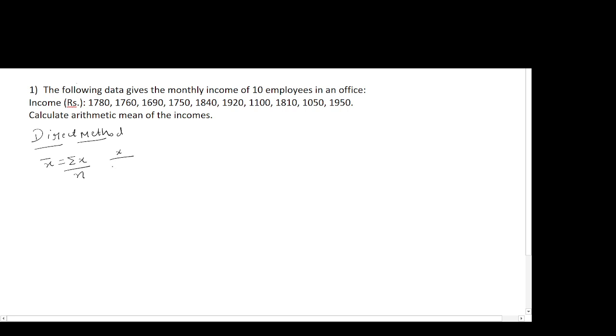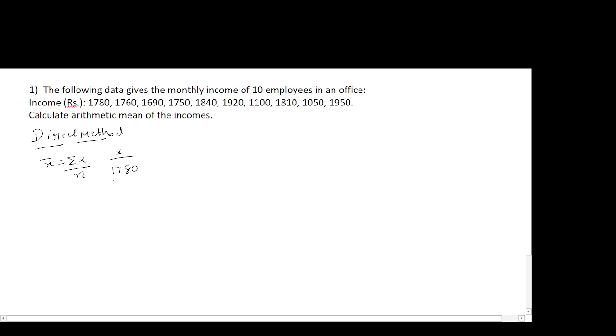Write all the x values as it is. X values are nothing but income. Now one more thing, how do you identify whether this is case number 1, 2 or 3? By observation. Here only x values are given, only individual observations are given, no frequency, no class interval is given. So this is case number 1. Now the given income values are x values, so let us write them as it is.